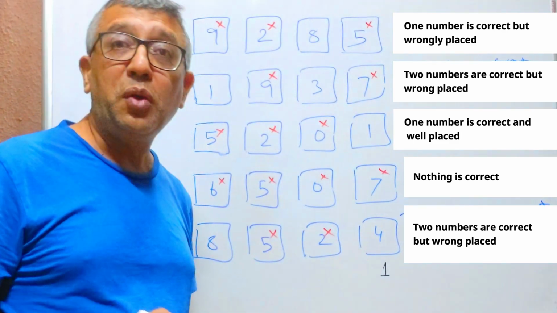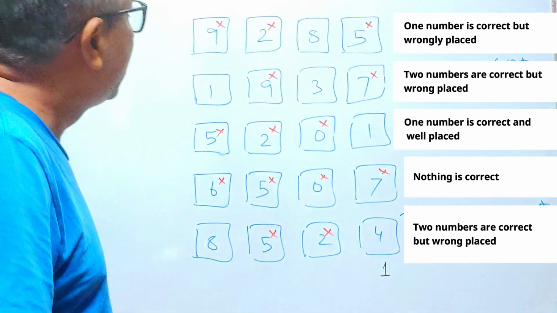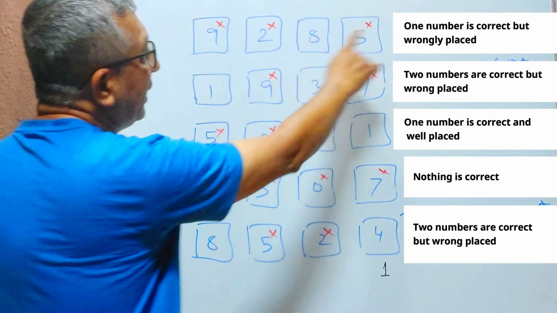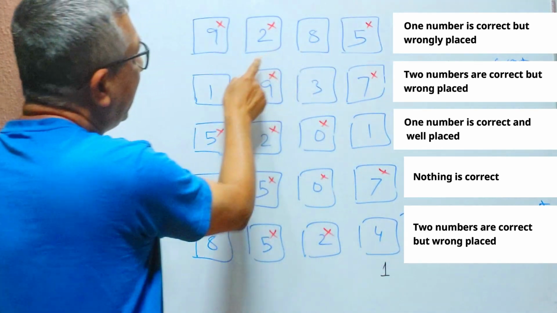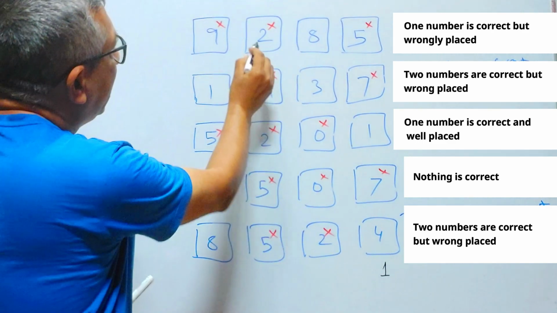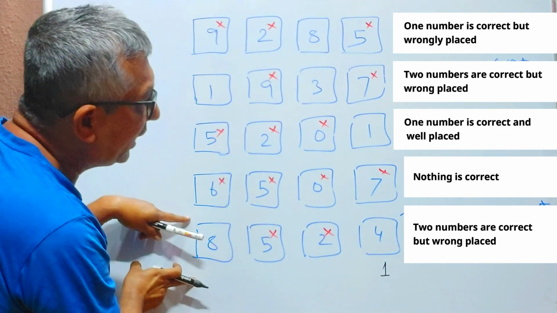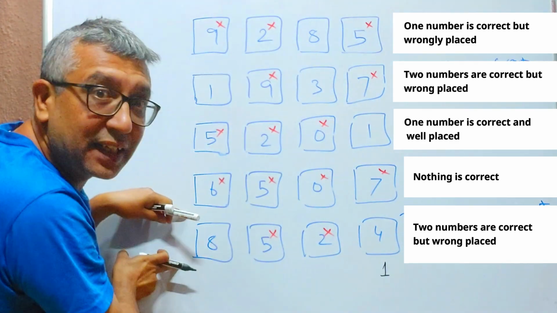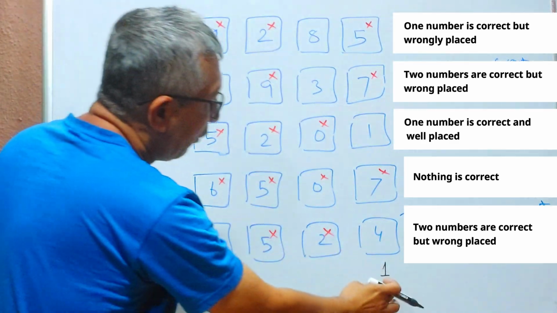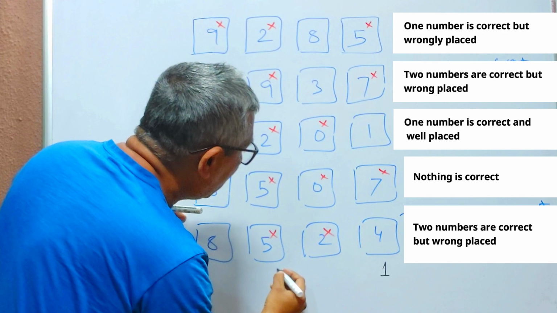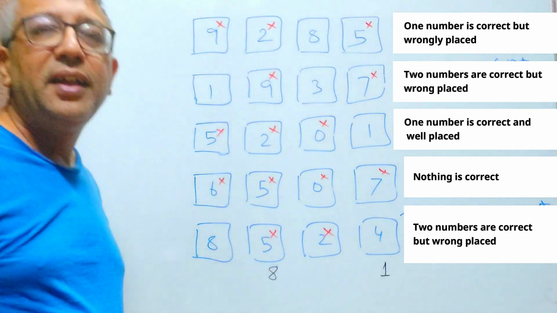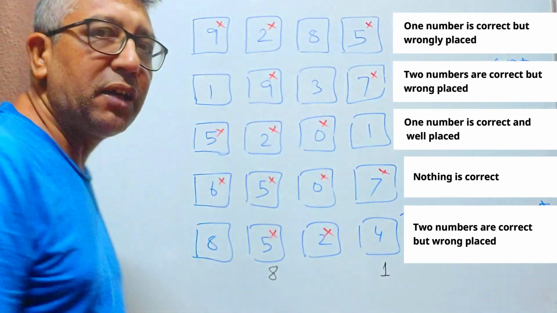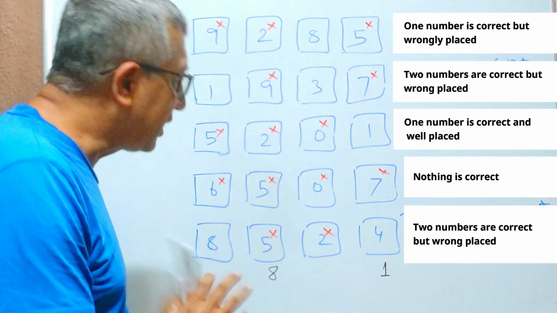Now let's look into where we can place 8. If you see here, 8 is here, but it is wrongly placed. So 8 can only be placed here or here. But here also it says that two numbers are correct but wrongly placed, so 8 cannot be placed here. 1 has already taken this position. So the only obvious position that remains for 8 is here. That's how we get our next number and its position.